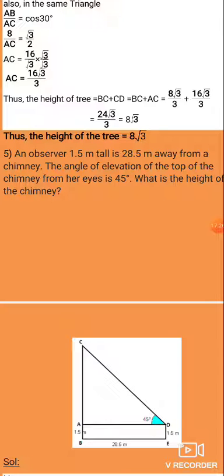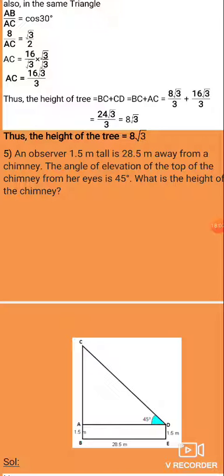So here the chimney is CB. The height of that observer is DE, 1.5 meter. So AB is also 1.5 meter. And the angle of elevation given is ADC, 45 degrees. Now the distance BE is 28.5, so we can write AD is also 28.5. Now we need to find out the height of the chimney, that is CB. So if you find out CA, you can add CA plus AB, which is equal to the height of the chimney.